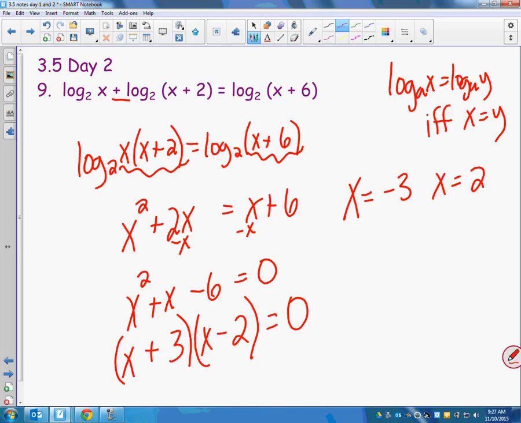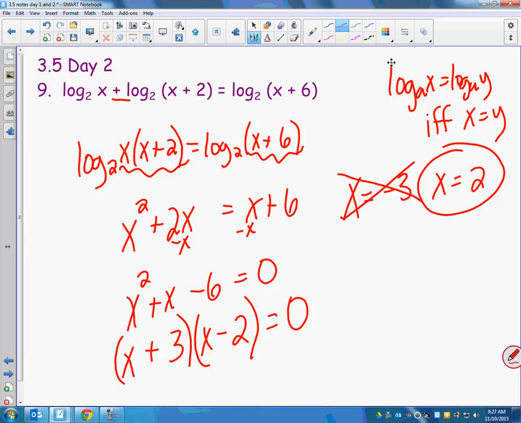But we have to be really careful when we get our answers here, because what can't you take the log of? You can't take the log of a negative number. You can't take the log of 0. So you have to make sure you look at your answers and that they work in the domain of that problem. So negative 3, well, in that one it works, but in both these two, right, log 2 of negative 3 would be undefined. So we have to cross out negative 3 as an answer, and we would say x equals 2 is the only solution to that problem.